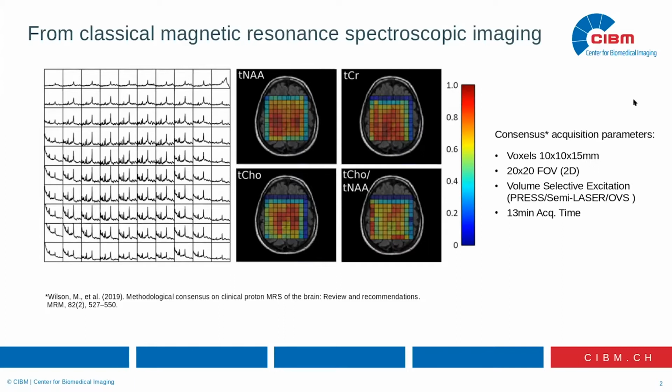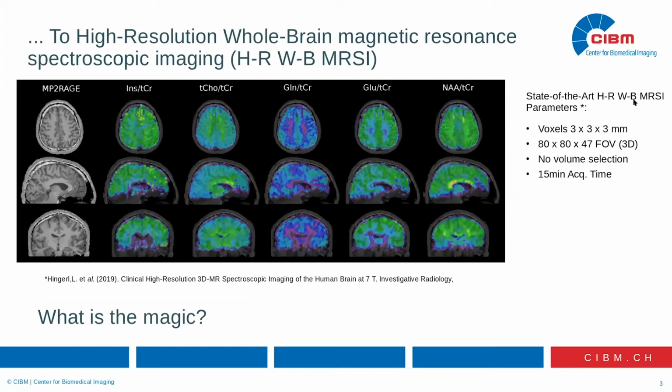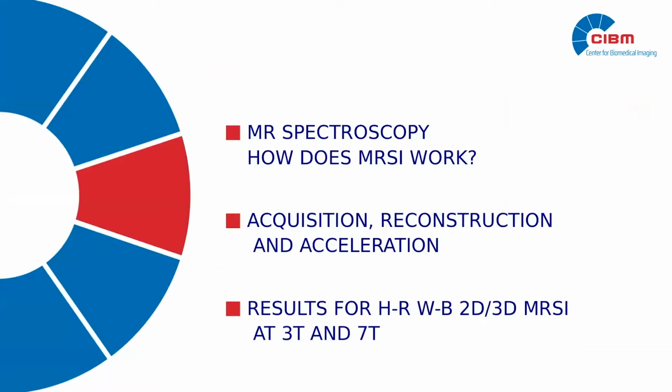Now, from this classical MRSI acquisition, we can go to high-end MRSI covering the whole brain in a high resolution. And now with parameters of 3 millimeter isotropic resolution and 80 by 80 field of view, without volume selection, we don't acquire only a box in the middle of the brain, but the entire brain, and within about the same acquisition time, 15 minutes. So my teasing question is, what's the magic with that? How come that we went in about the same acquisition time from a box in the middle of the brain in low resolution to covering the whole brain in high resolution? And that's what I hope I'm gonna present to you today clearly.